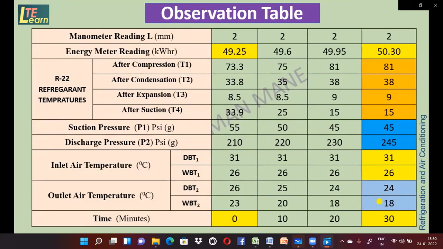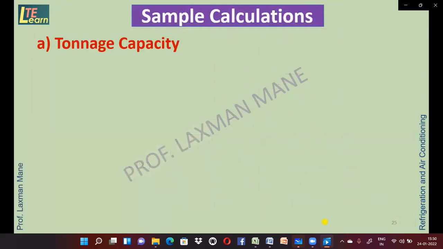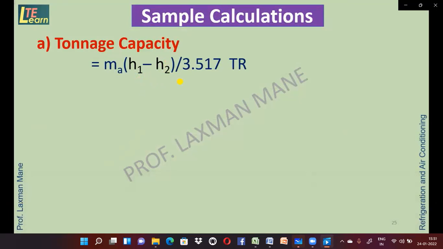Now by using this reading we can have sample calculation. First we calculate tonnage capacity. Formula for it is mass flow rate into enthalpy difference between inlet and outlet of the air. H1 is enthalpy at inlet of duct and H2 is enthalpy at outlet of duct. 3.517 is a conversion factor from kilowatt to TR, means ton of refrigeration. Air conditions are taken.